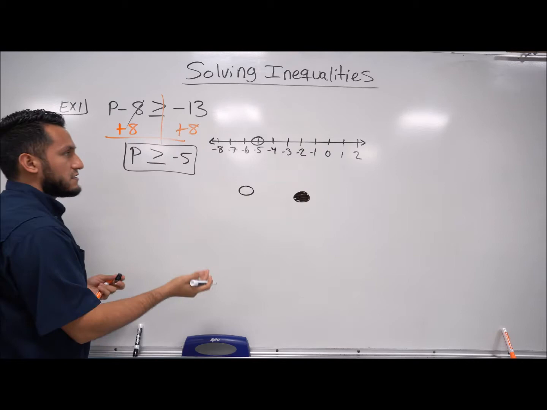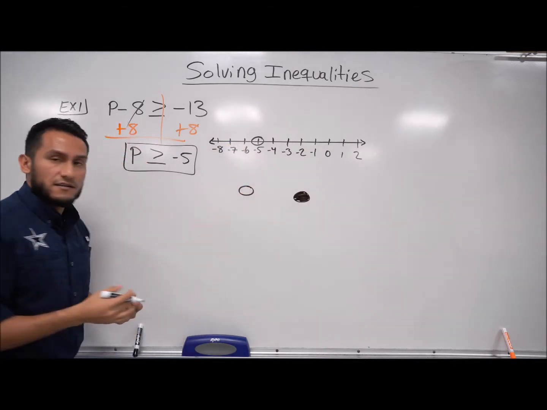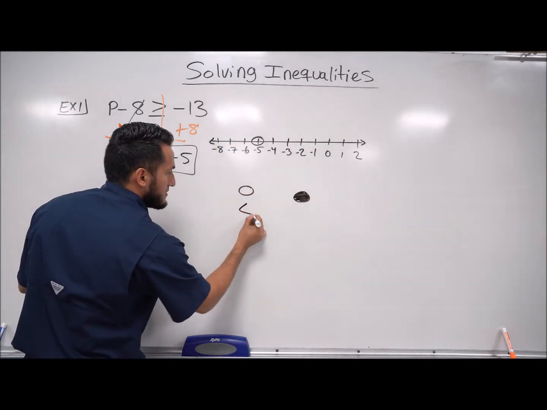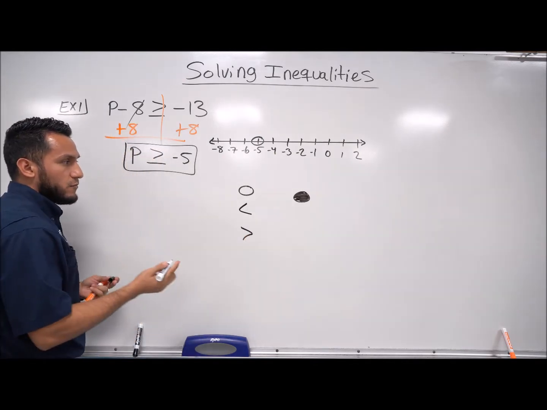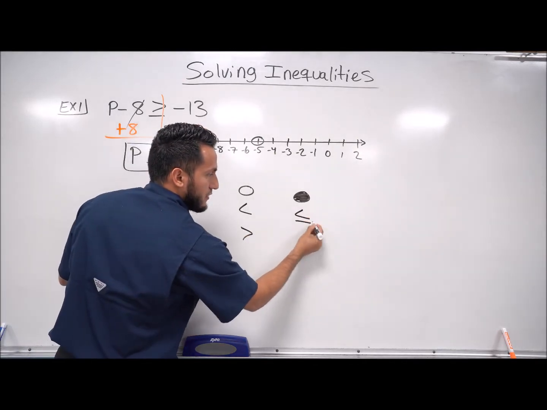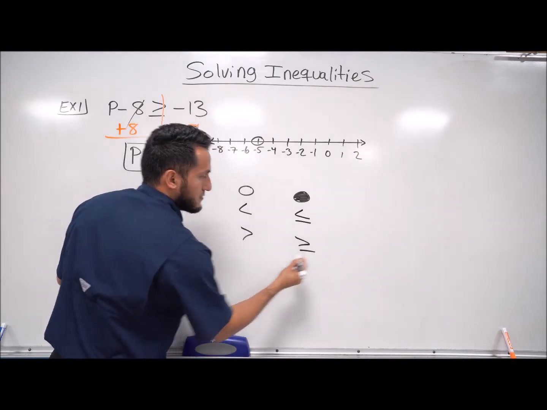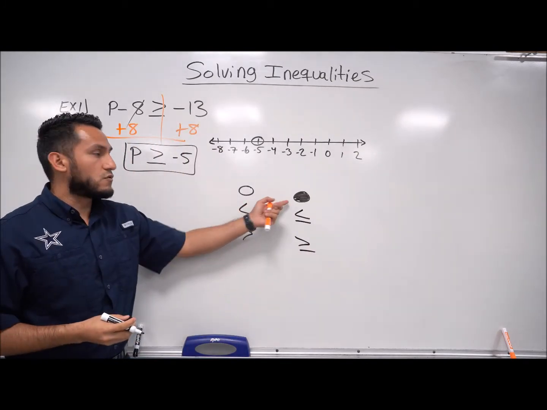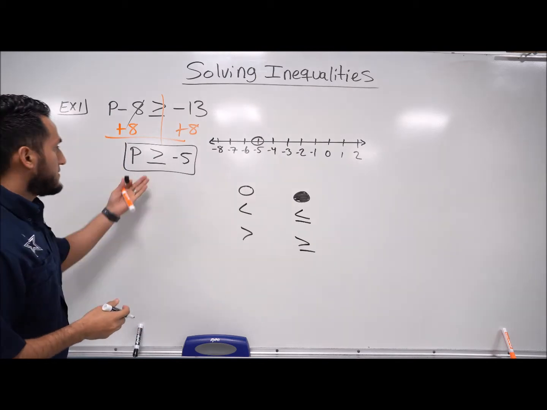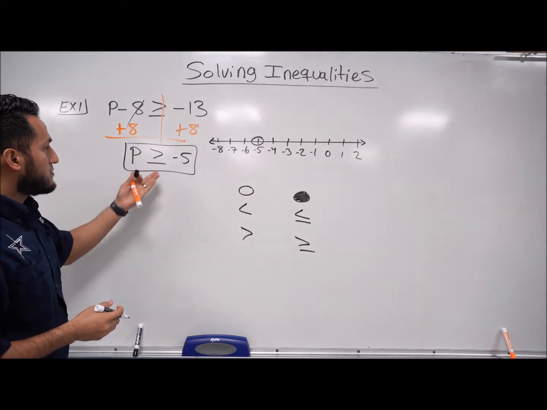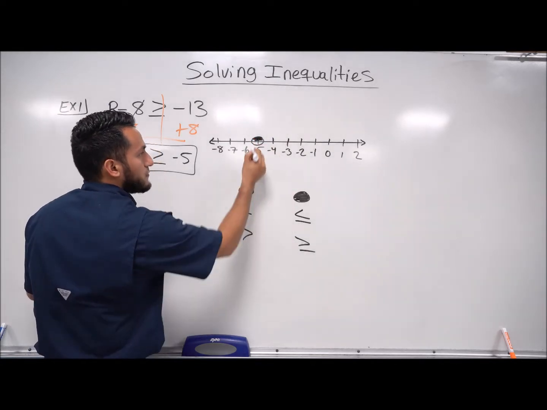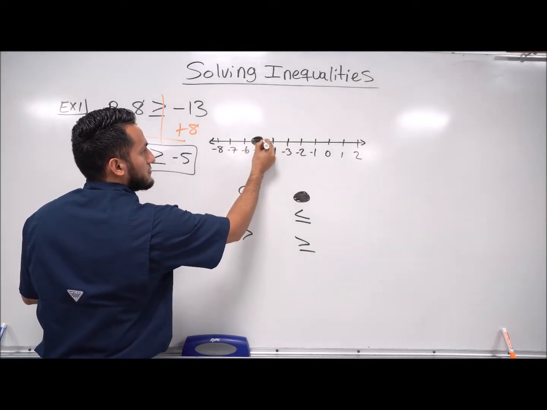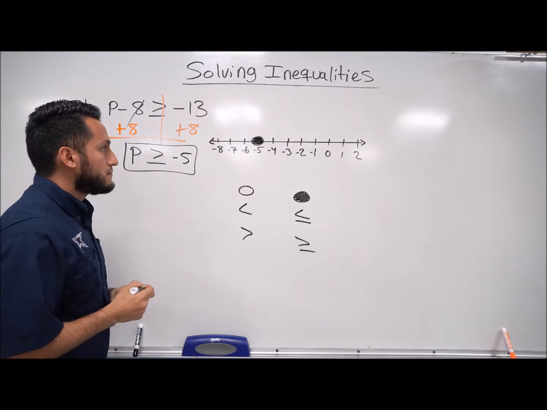How do you know whether it's going to stay open or closed? Well, you got to look at the inequality. If the inequality is less than or just greater than, the circle will be open. But if it is less than or equal to, or greater than or equal to, then the circle will be closed. In this example, we have p is greater than or equal to negative 5. So because it is equal to, right here, greater than or equal to, we're going to shade in the circle. We're going to have a closed circle.